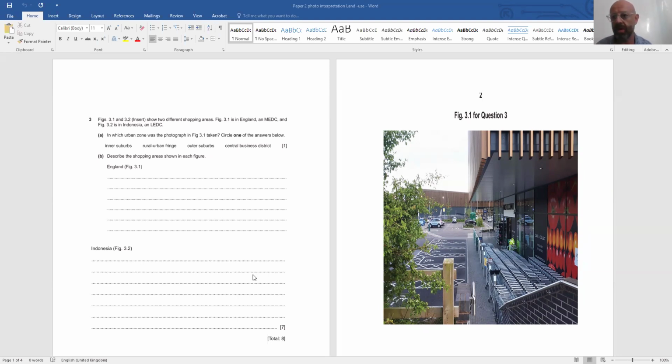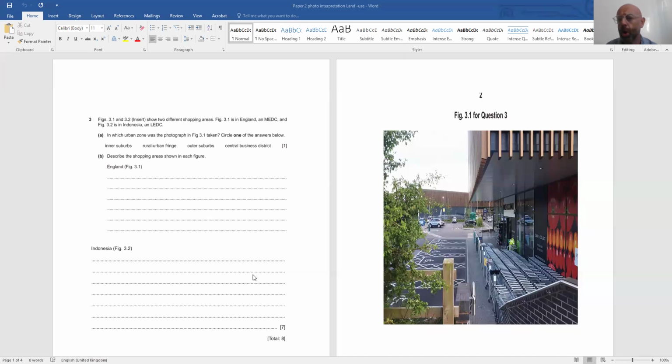So here we go. I put this together from a past paper. Figures 3.1 and 3.2 are inserts. Well, I put them in this document for you for easy, yeah? Figure 3.1 is in England, God save the Queen and all that, yeah? Which is an MEDC, a more economically developed country. You should be able to see what its population pyramid looks like, stage four of the demographic transition model. And figure 3.2 is in Indonesia. Indonesia is a less economically developed country. Okay, so you should know a bit about their population pyramid and their kind of situation.